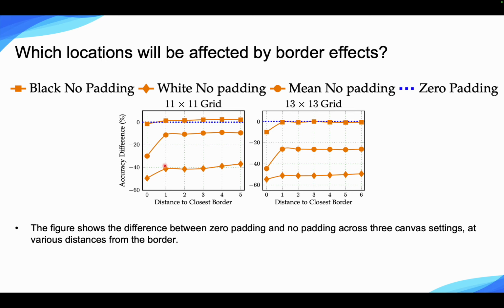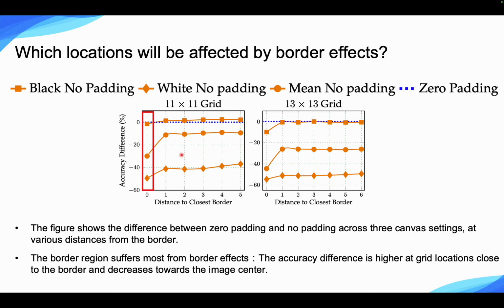And this figure shows the difference between zero padding and no padding across 3 canvas settings at various distances from the border. And you can find that the border region suffers most from border effects. The accuracy difference is higher at grid locations close to the border. Here, they are 0 to the border, and decrease toward the image center.